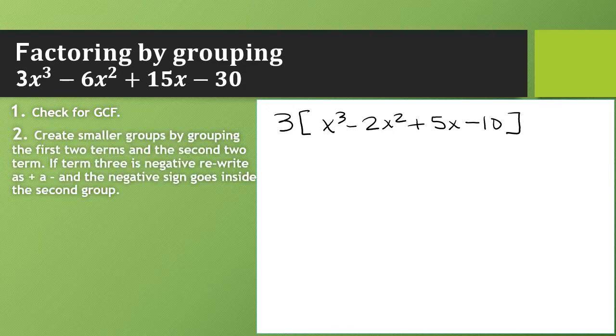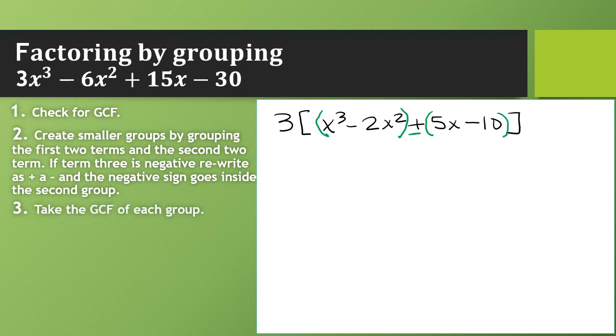So when I look at step 2, it says create smaller groups by grouping the first 2 terms and the second 2 terms. As long as this is a plus right here, I can put parentheses around the first 2 terms and parentheses around the second 2 terms, and I am not changing the meaning of the problem.